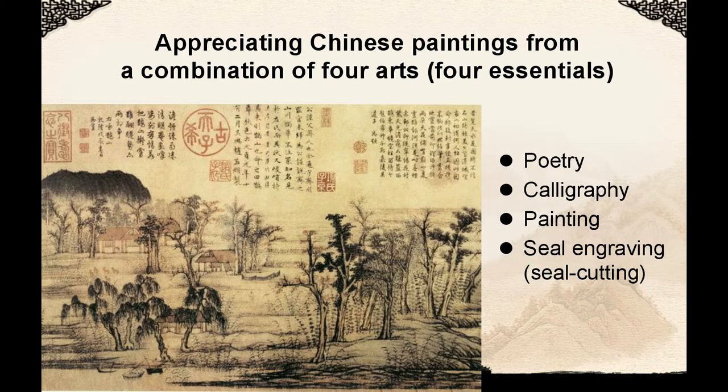How to appreciate traditional Chinese paintings. We can appreciate Chinese paintings from a combination of 4 arts or 4 essentials in the order of poetry, calligraphy, painting, seal engraving, or seal cutting. The 4 arts supplement and enrich one another. Make it a rule to arrange them in the correct order.